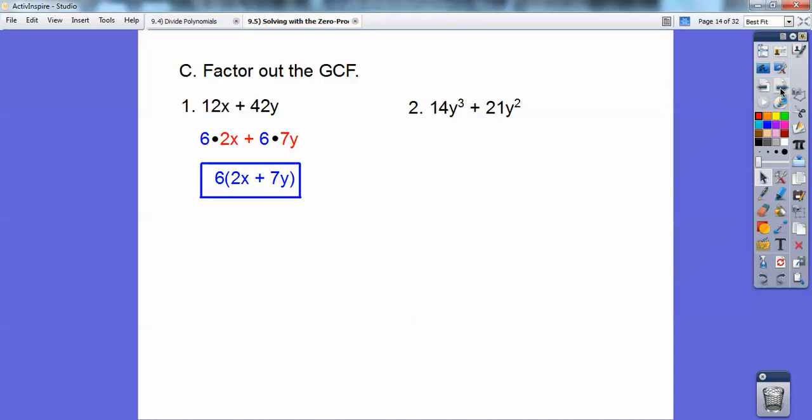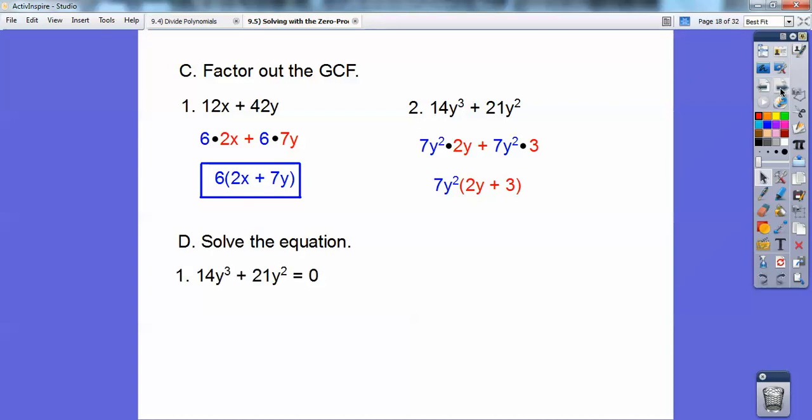Do the same with this one. Obviously 7 goes into both of those, but the biggest group of y's I can pull out is y squared. Can you see that? I'm going to pull that 7y squared out of both of those, and there it is. I've GCF'd out a 7y squared, so it's left with times 2y plus 3.